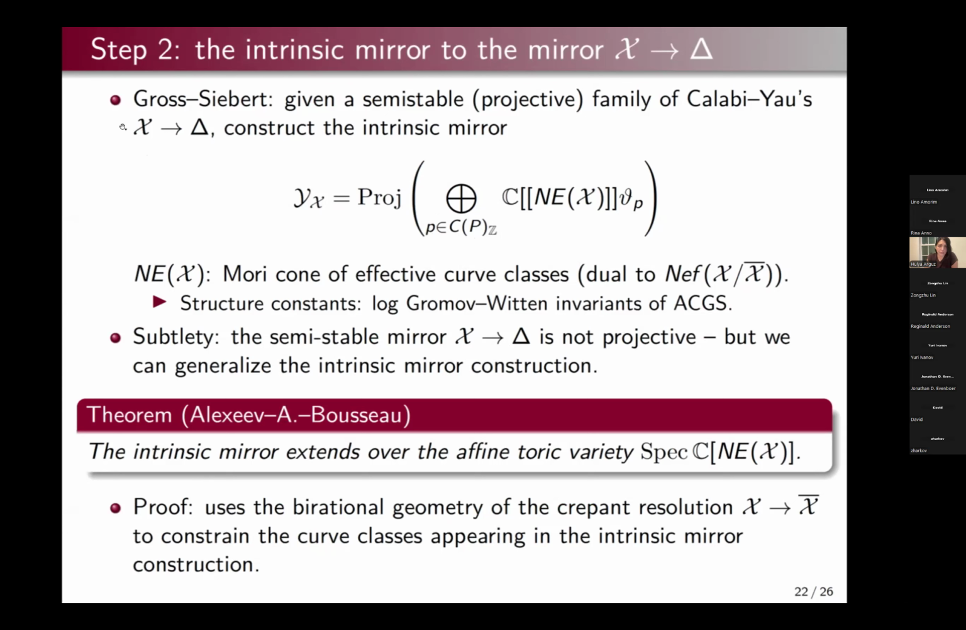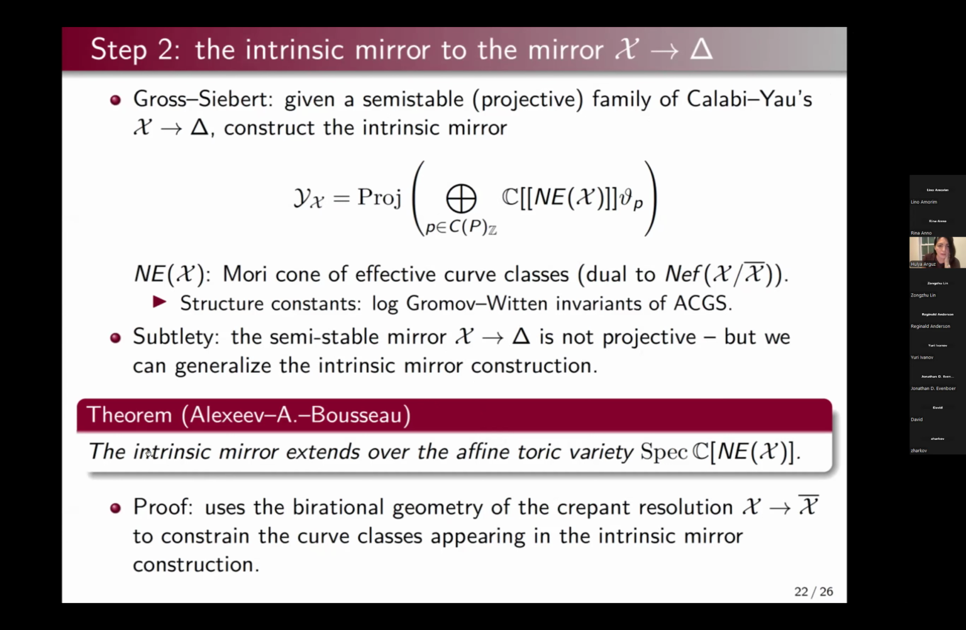If you have a semi-stable degeneration, you can construct a mirror. And the subtlety is this works only for semi-stable degenerations which are projective. In the mirror we construct, we don't have projectivity, so we need to generalize this construction. And to generalize this, we show that things converge. Essentially, there are some technical details to show this construction can be generalized to non-projective things.